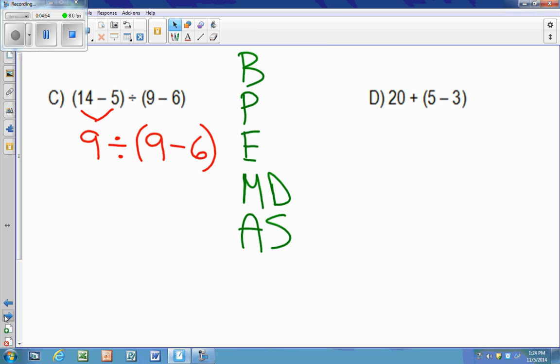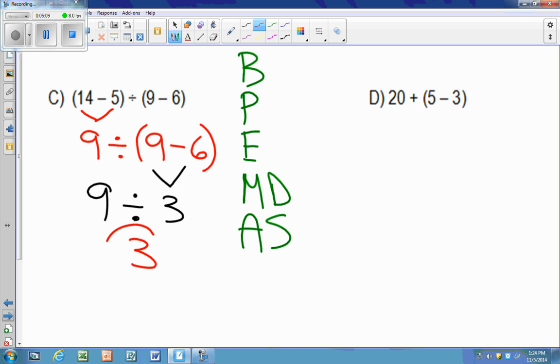Now go back to my chart. There's another set of parentheses still, so I'm not done with the letter P up there. And since I'm not done with the letter P, I do my 9 minus 6 is 3. And then I have my 9 divided by 3. And my final answer for that would be 3, and I would circle it.